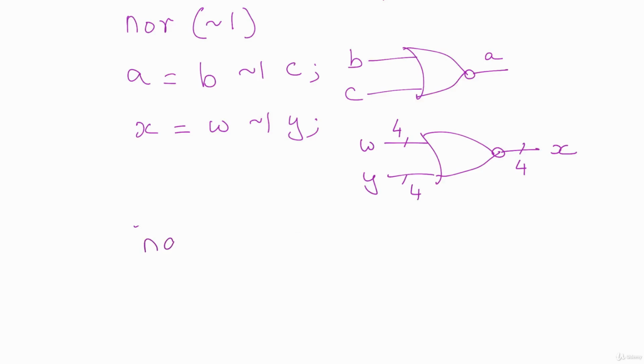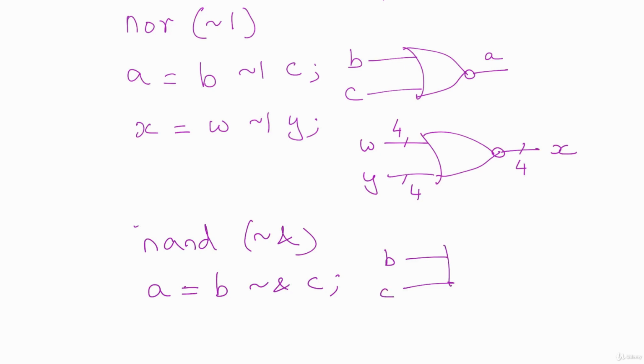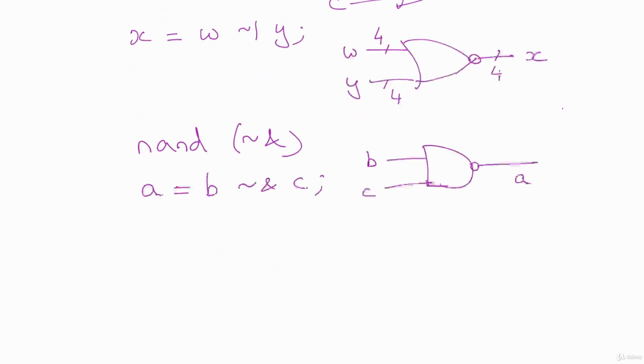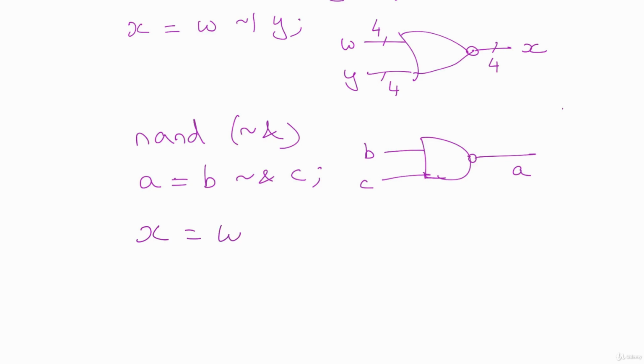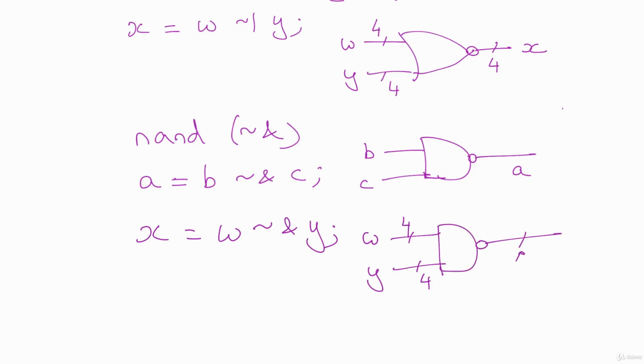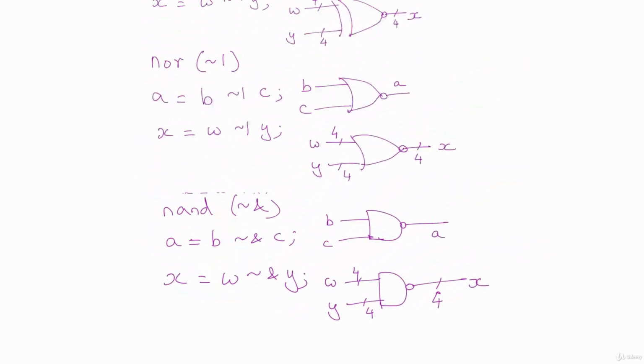And the NAND gate is tilde and, and A is equal to B tilde-and C. That gives you B, C, and NAND and A. When we use buses, we have X is equal to W NAND Y. W and Y are both 4-bit, X is also 4-bit. So these are the gates. All these gates are synthesizable.